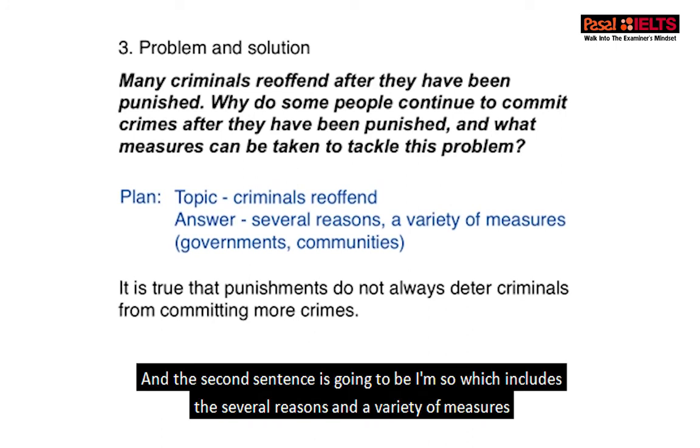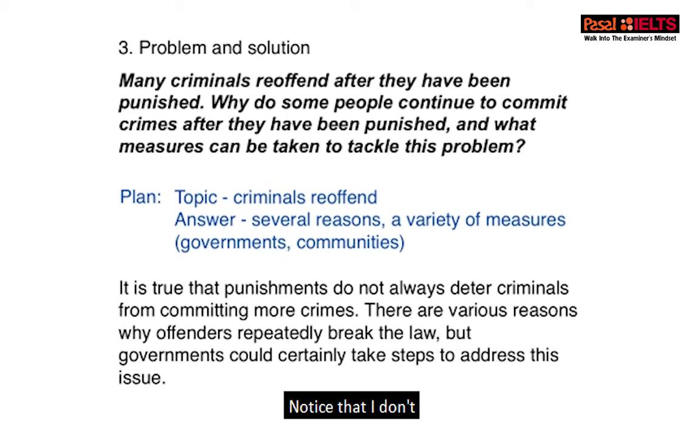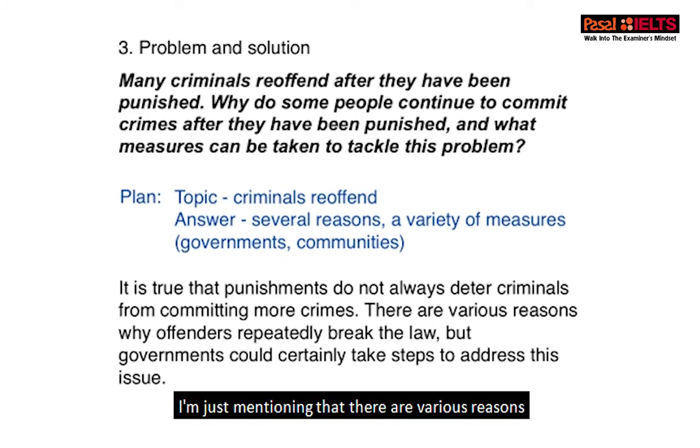And the second sentence is going to be our answer, which includes these several reasons and a variety of measures. There are various reasons why offenders repeatedly break the law, but governments could certainly take steps to address this issue. Notice that I don't give the reasons yet, and I don't give the solutions or the steps. I'm just mentioning that there are various reasons and governments could take steps.